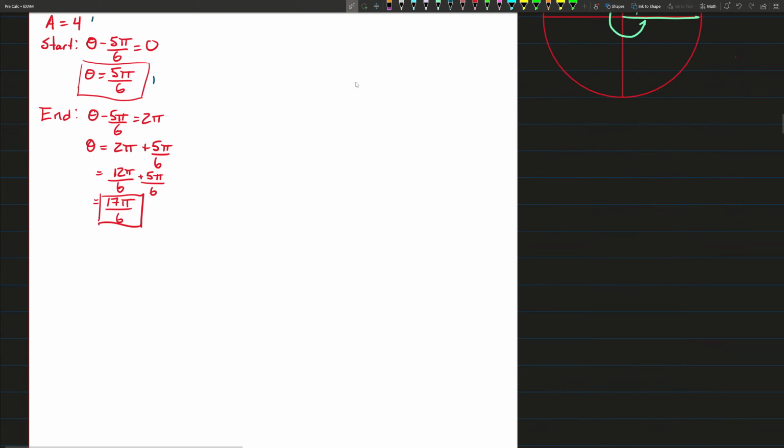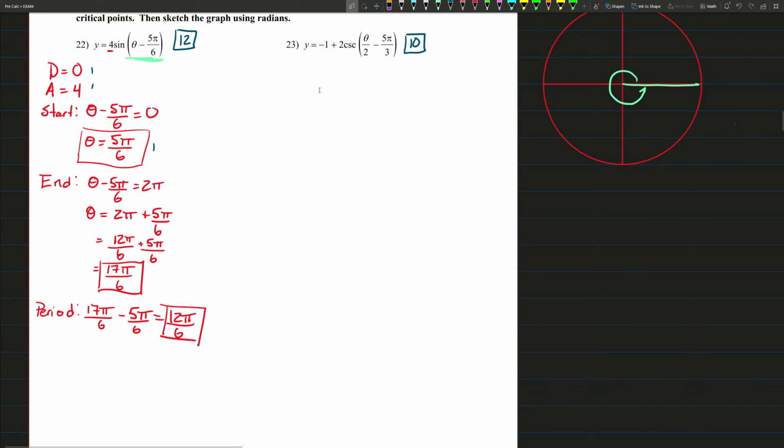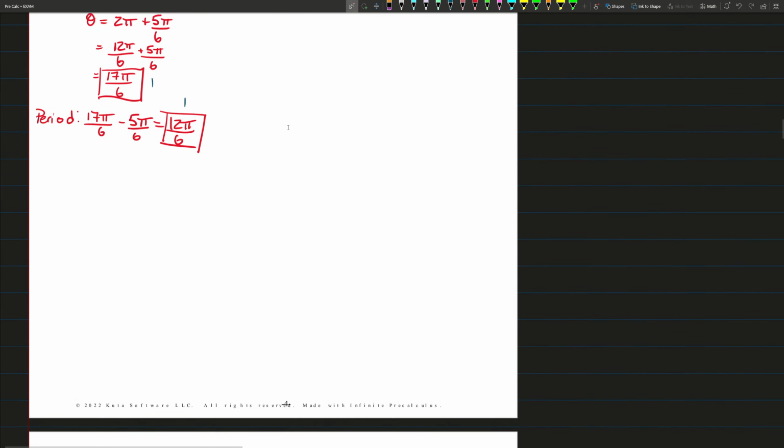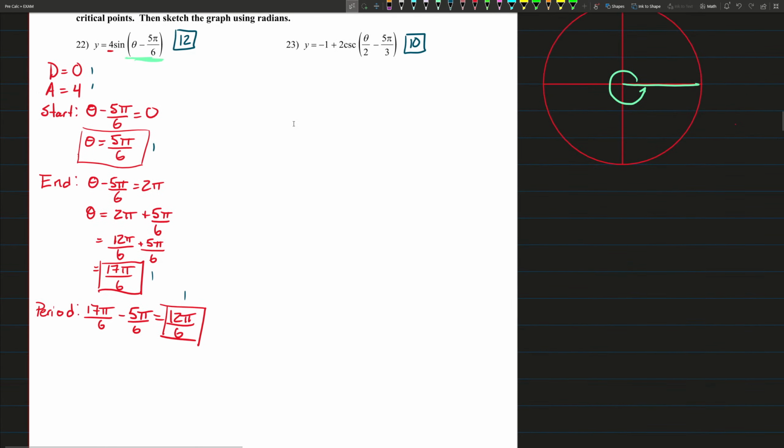And then finally, our period, that's just our end minus our start. So 17 pi over 6 minus 5 pi over 6, which is 12 pi over 6. Okay, so that's our starting work. Right, so before we even graph, there's 5 points available. I'm going to make this a little bit smaller just so we can see everything.